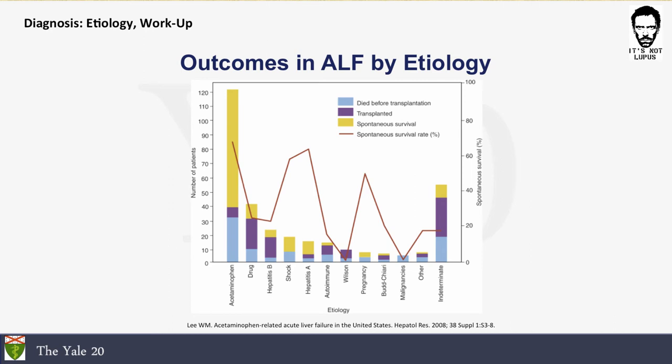One theory is that etiologies that are indeterminate follow a subacute presentation and may have signs overlapping with chronic liver disease, and therefore they take longer to recognize and to initiate treatment. On the other hand, you'll note that the spontaneous survival rate in acetaminophen toxicity, shock, or pregnancy is much better. This is shock and this is pregnancy.